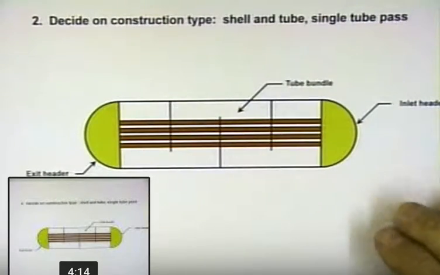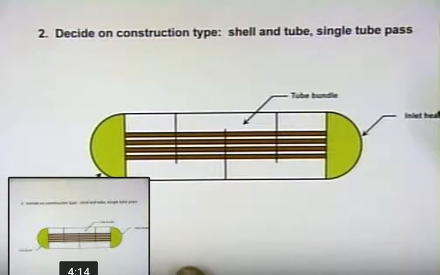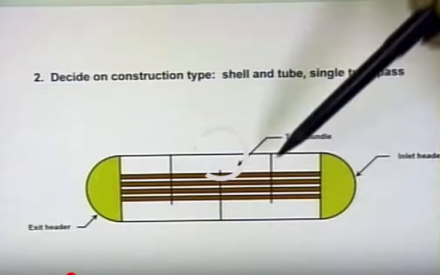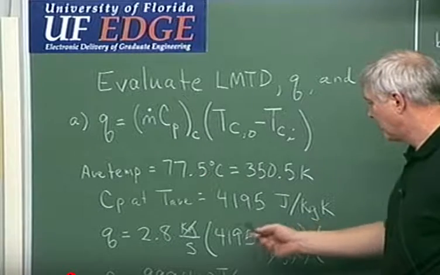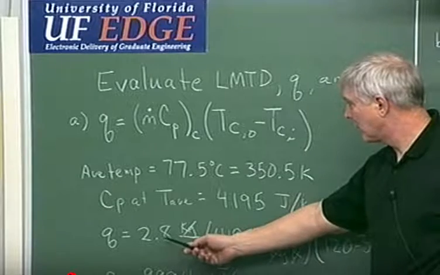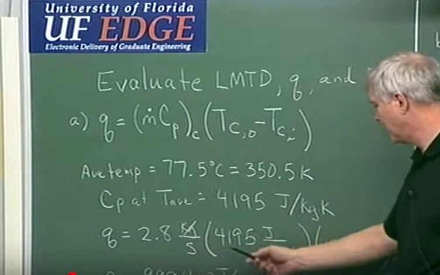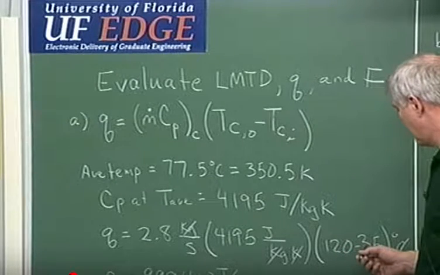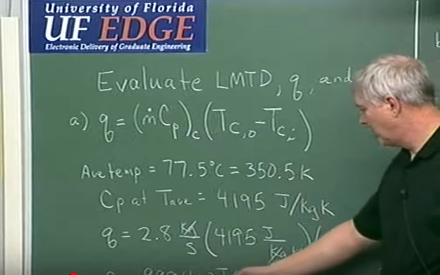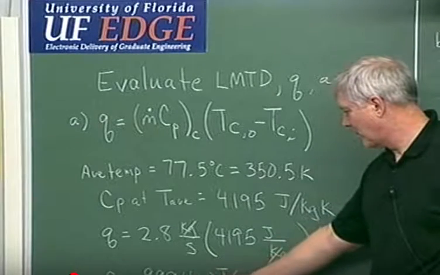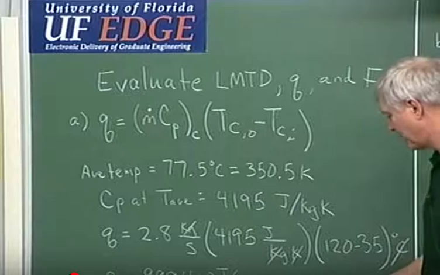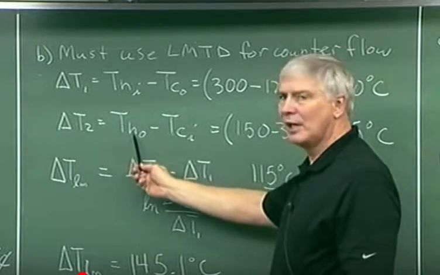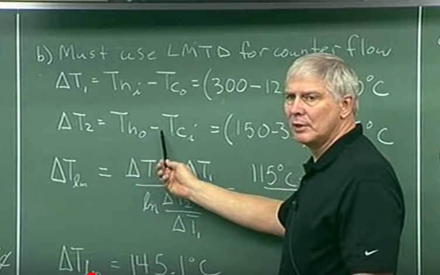So based on our experience, we'll decide, okay, in this particular case, we have kilogram K. So we can plug that in. For our cold flow, we had 2.8 kilograms per second. And our temperature out was 120, temperature in was 35. And we get a Q of 998,410 joules per second, although we normally express this in kilowatts, so that would be 998.2. Then T hot out minus T cold in.